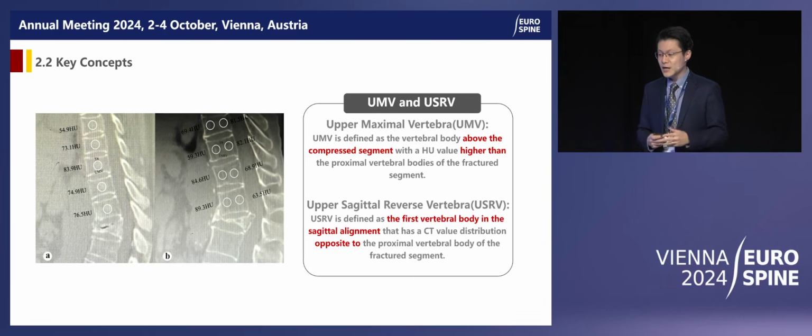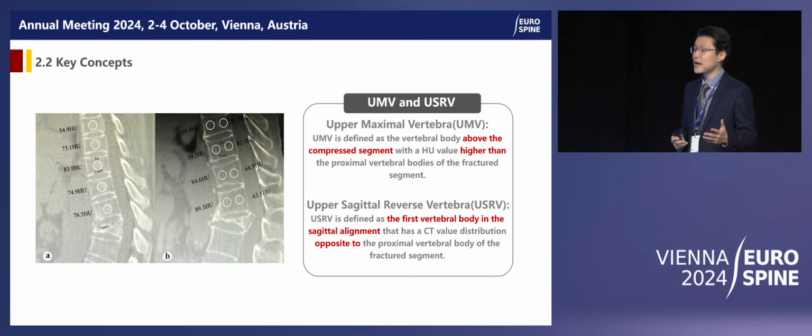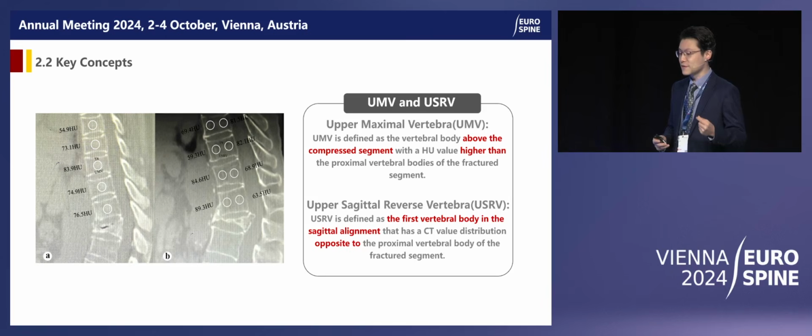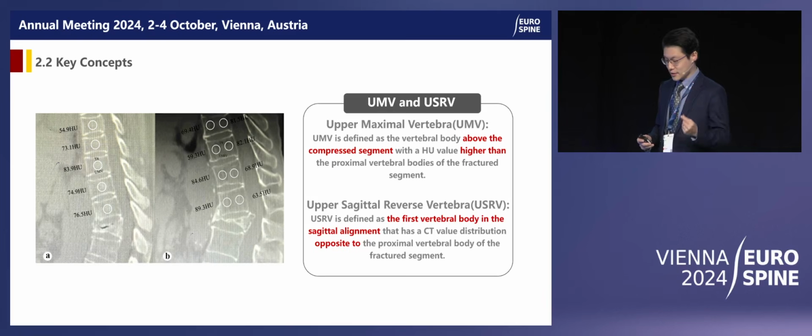So there are two key concepts. The upper maximal vertebra is defined as the vertebral body above the compressed segment with an HU value higher than the proximal vertebral body of the fracture segment. And the upper sagittal reverse vertebra is defined as the first vertebral body in the sagittal alignment that has a CT value distribution opposite to the proximal vertebral body of the fracture segment.